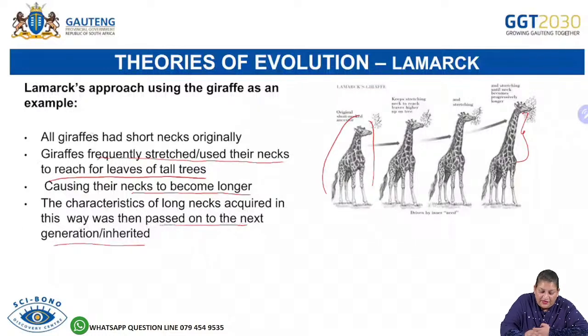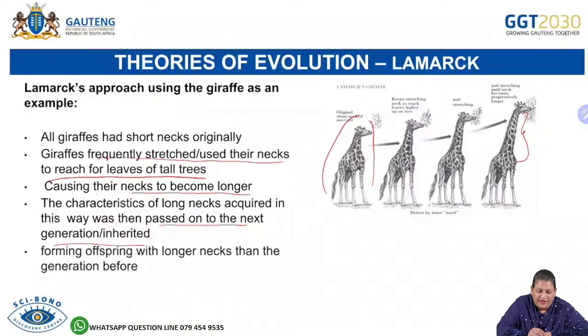So let's see. In this statement now, where's the law of use? All the giraffes had short necks originally. They frequently stretched their necks to reach for the leaves on the upper branches. Their necks became longer. Okay, so what is that? The law of use and disuse. And then the characteristic of long necks acquired was passed on to the next generation or inherited. That is the inheritance of acquired characteristics. So here you see Lamarck's two laws. Then, once that was inherited, forming offspring with longer necks than the generation before.